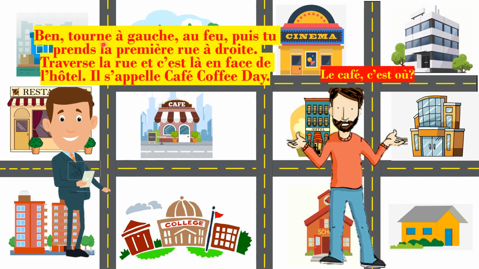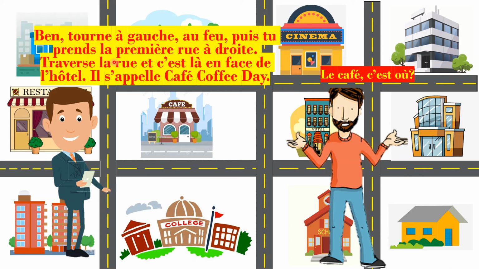Tourne is an er verb, so it loses the last s in the imperative for the tu form. So turn to the left au feu. Now feu has two meanings. Feu is a fire, literally a fire, or it is also the traffic light. Okay, so here we're talking about road, so it is a traffic light. Puis tu prends la première rue à droite. Then you have to take the first road to the right.